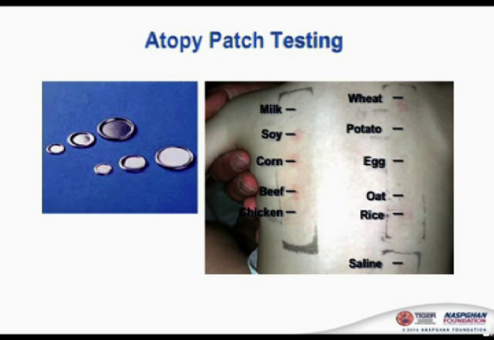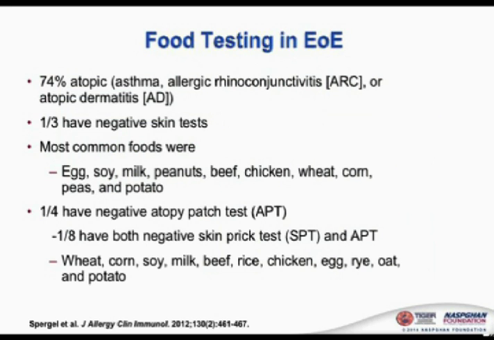On our next slide, we go over some of the results that we published about food testing in EoE. It's important to know most of these patients are allergic, as Chris has mentioned before. About 3/4 of them have some other allergic disorder, whether asthma, allergic rhinitis, or atopic dermatitis. Interestingly, about 1/3 of them have negative skin tests, or are negative to everything. But the foods that showed up are the more common foods in regular food allergy: milk, soy, egg, peanuts. About 1/4 are negative on patch testing, and 1/4 are negative to both.